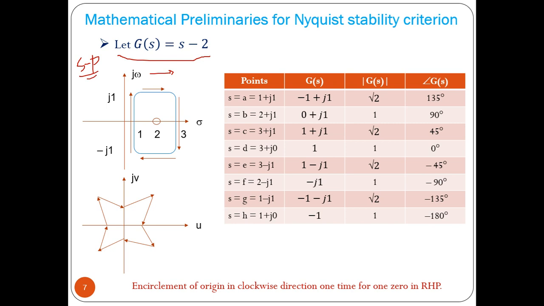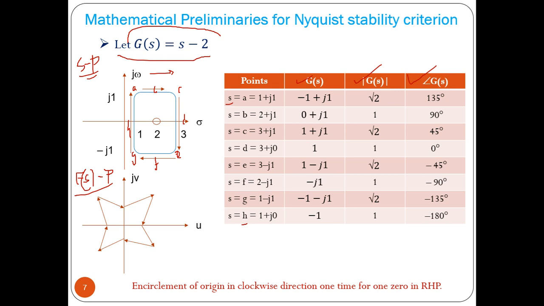and we can find some points A, B, C, D, E, F, G, H, and we know all the values of A, B, C, D up to H. Then we can find out the transfer function value by putting in the S values. Then we can find the magnitude value and angle value. After that, we can plot that in the FS plane, which is another complex plane.